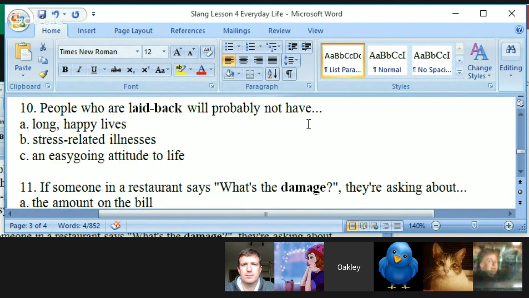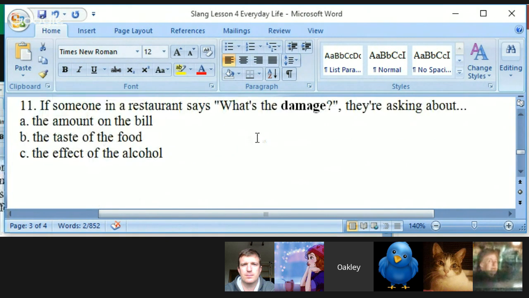Dima, number 10. People who are laid back will probably not have stress-related illnesses. Illnesses. Very good. Yes. Okay. I would hope so. They don't let things bother them if they're laid back.